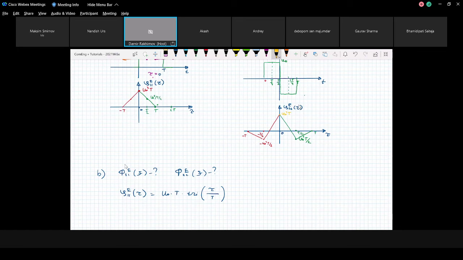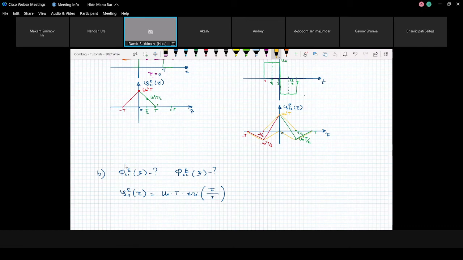Now, you do the following. You just see that if you take one triangular function at position minus T over 2 with amplitude minus u0 squared over T over 2, then you add a triangular function centered at the origin with amplitude u0 squared over T, and add a third triangular function centered at T over 2 with amplitude minus u0 squared over T over 2, and combine them, you will get exactly this function that we have for the second correlation function.